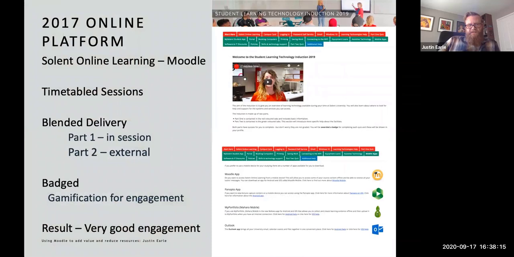So in 2017, we looked at moving to our online platform, Solent Online Learning, which is our branded version of Moodle. We kept the timetabled sessions, but we went for a blended delivery. So we took the first part in session itself and walked the students through the induction, and then made a secondary part with more complex information that they worked on externally as and when they needed it once they started learning.